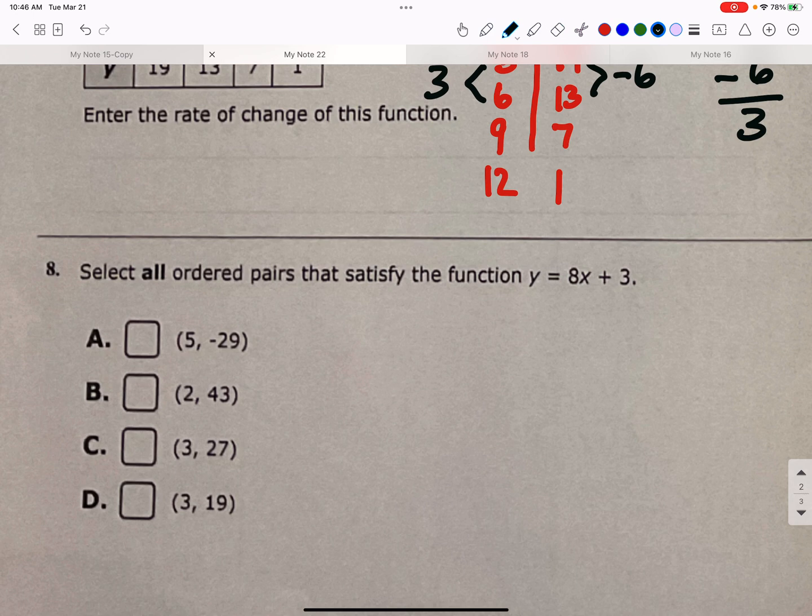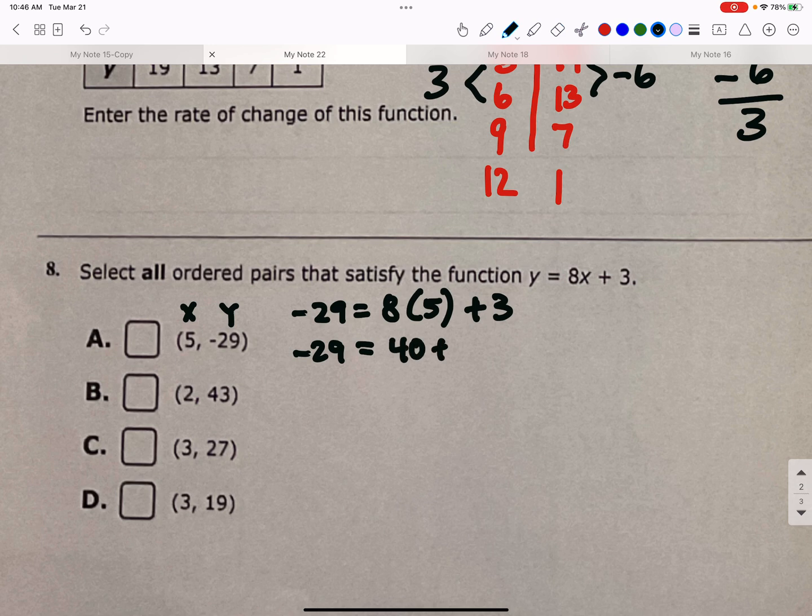All right, let's see. Does negative 29 equal 8 times 5 plus 3? Because these are my x's and these are my y's. I just plug them in. Let's see. Does negative 29 equal 40 plus 3? No, it does not. So this one doesn't work. I could try the next one.